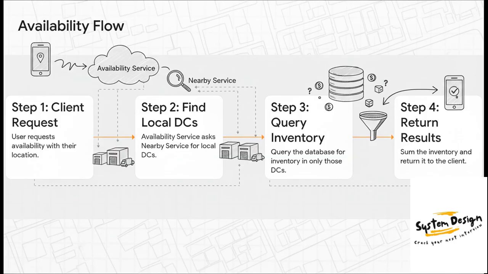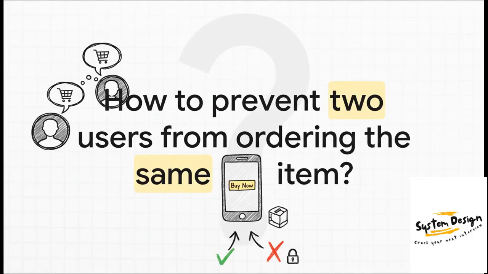A customer opens the app, which sends their location to our availability service. Now, this service is a little lazy. It doesn't know where the warehouses are, so it asks a buddy, the nearby service, hey, who's close? The nearby service sends back a list of local warehouses. And only then does the availability service check the database for stuff in stock at those specific locations. This is a really smart separation of tasks, because it means we're not searching the inventory of the entire country for every single user.